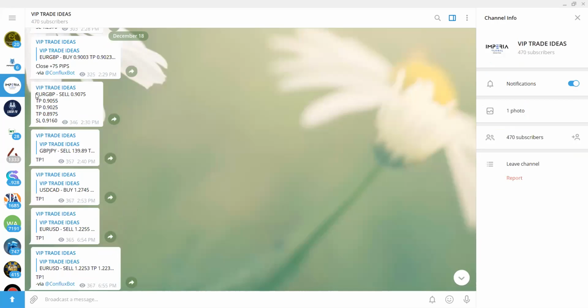So Euro GBP sell. The entry was 0.75. Stop loss is 160. I could have said 75, but I saw that the third decimal was also affected. It changed from 0 to 1. So that's why we need to look at the 3. 160, 0.75. So what is the stop loss value?